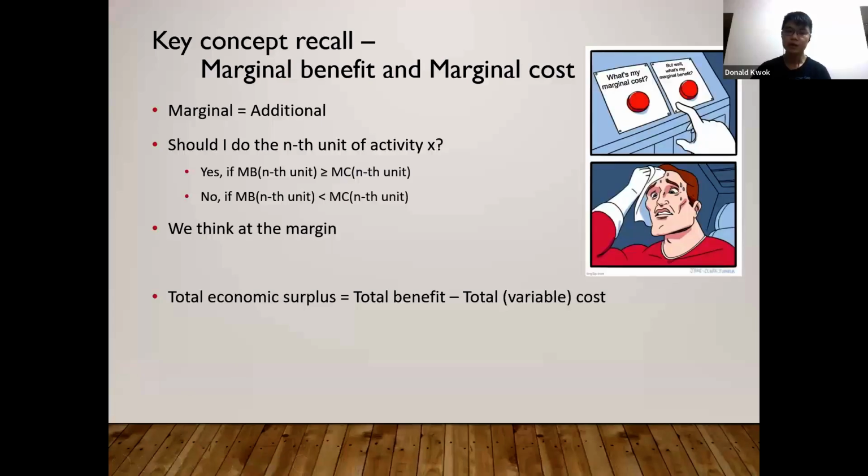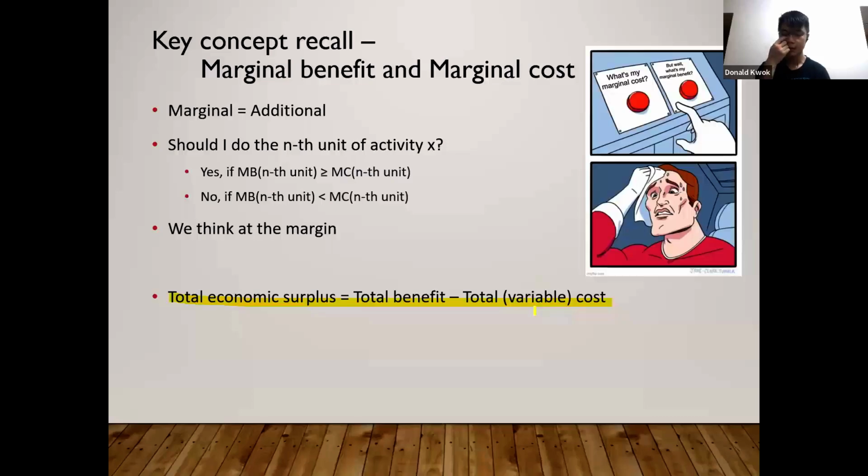Right? So another concept to review is total economic surplus. As a rational individual, we will maximize our total economic surplus, which is defined as total benefit minus the total cost, where the total cost part here does not include the fixed cost or the sunk cost part. So this is why I put the word variable here to indicate that.